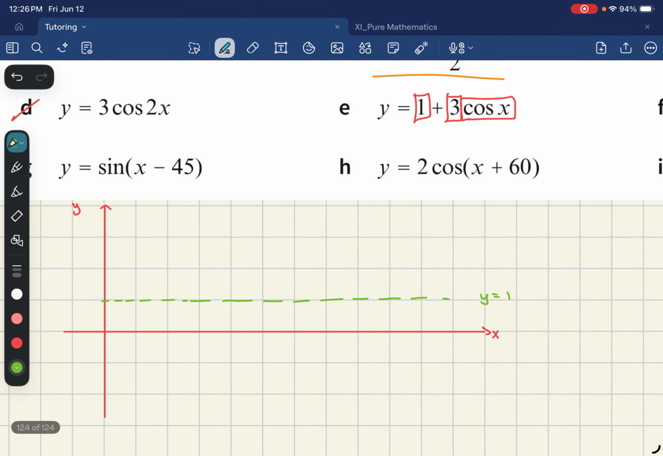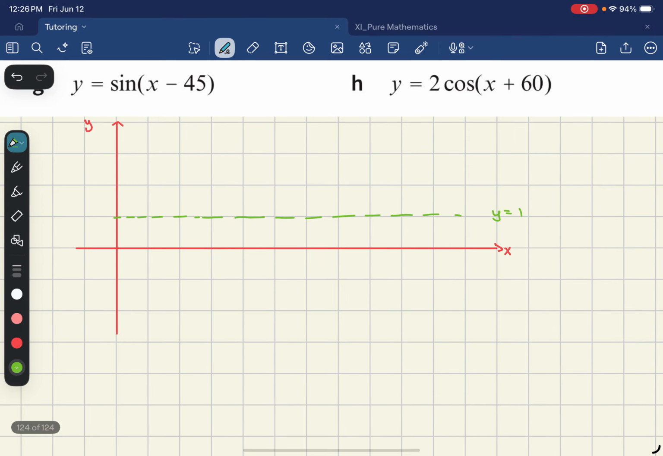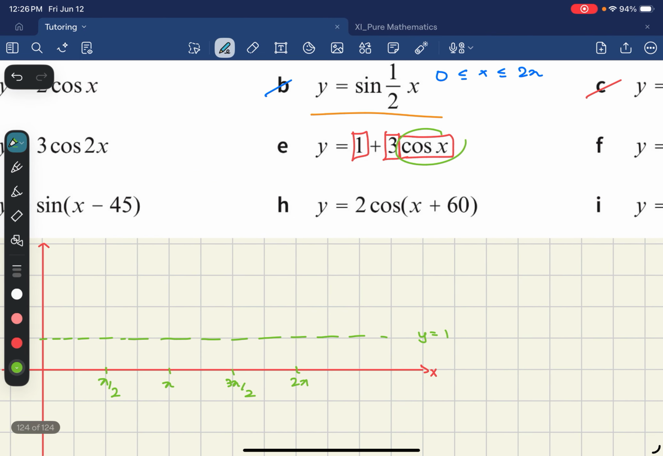And yeah, basically I just need to plot, because it's a regular cosine curve, for pi by 2, pi, 3 pi by 2, and 2 pi. Because my period is the same. It's just 2 pi. So I can use these denominations for 2 pi.